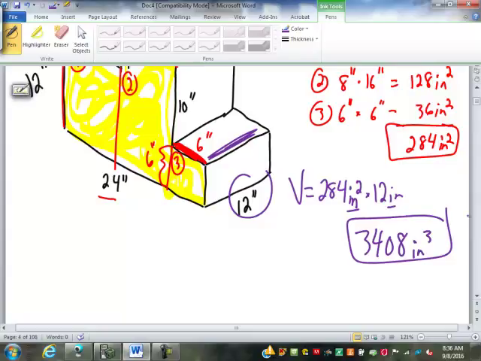How many of you got 3408? Good deal. Anybody have questions on how we got that? Anybody have questions off the homework from yesterday? It's page 17 to 19, 1 through 39, the odds.